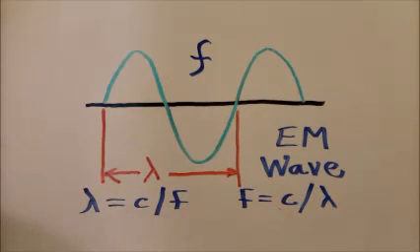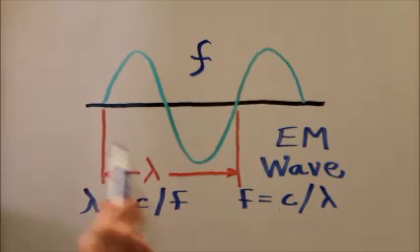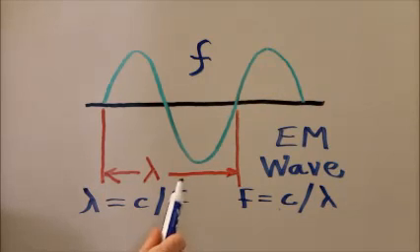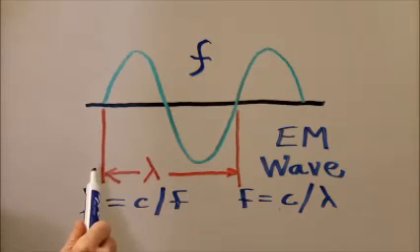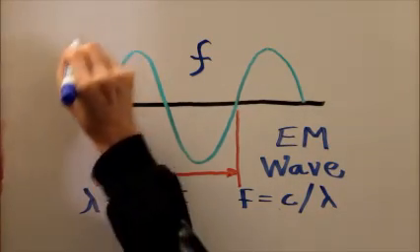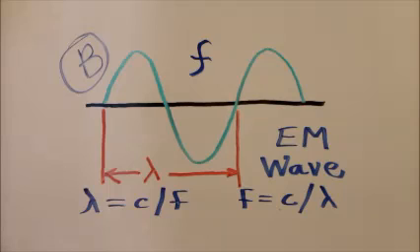C is a constant, equal to about 300 million, or 3.00 times 10 to the 8th power, meters per second in free space. So that is a constant. So if we double the frequency, we cut the wavelength in half. If we make the frequency 100 times as great, we make the wavelength 1/100th. That is choice B. The wavelength becomes 100 times shorter.